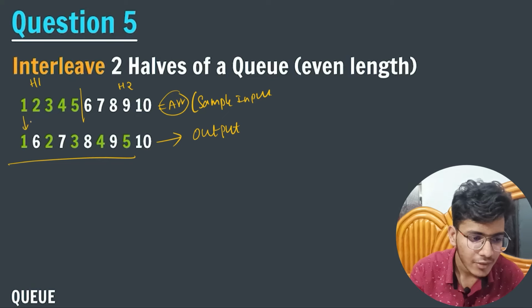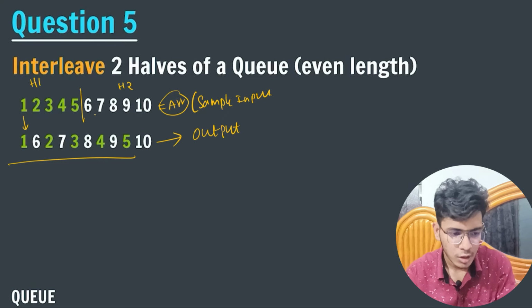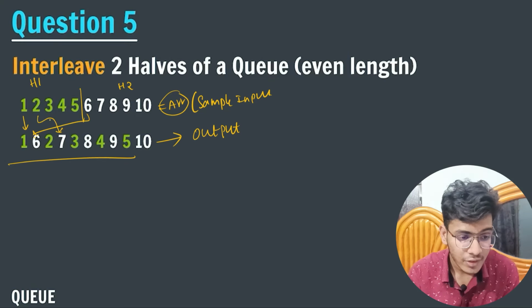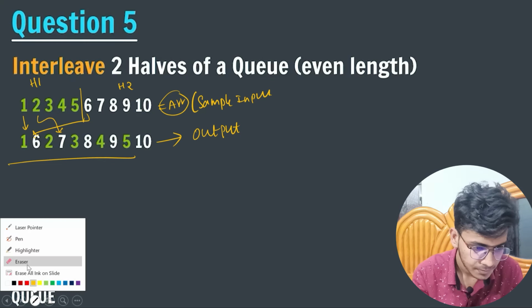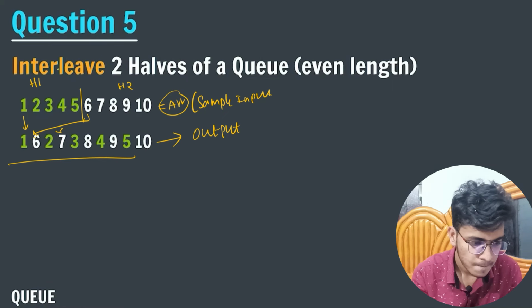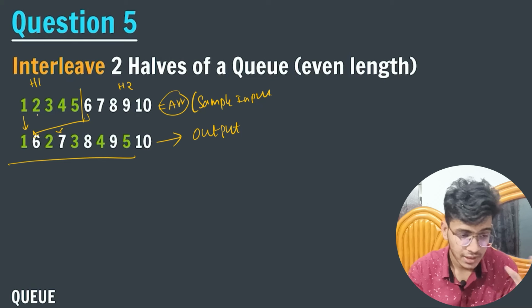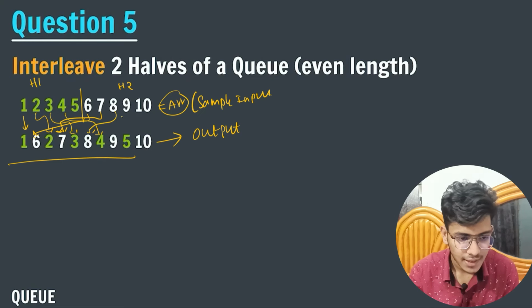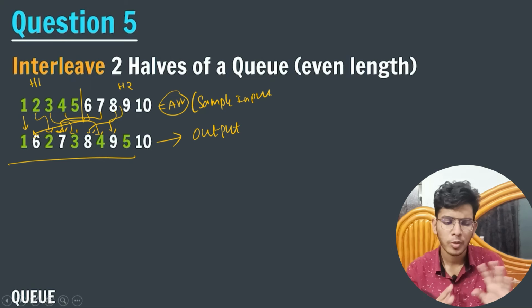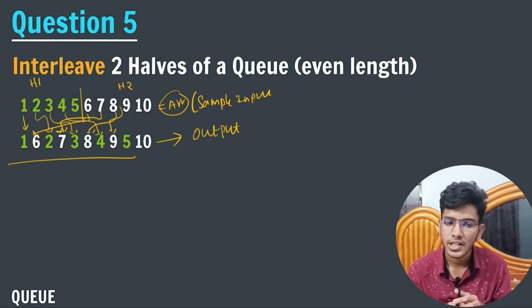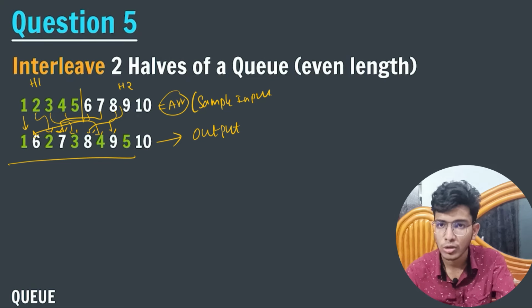So the first element in half 1 will come in the queue like this, and the first element in the second half will come here, and the second element in half 1 will come here. The second element in the second half will come here. Similarly like this, like this, like this, right? So I hope you got the basic idea. We will give an array and we need to arrange our elements in such a way that in our queue the output should look like this.